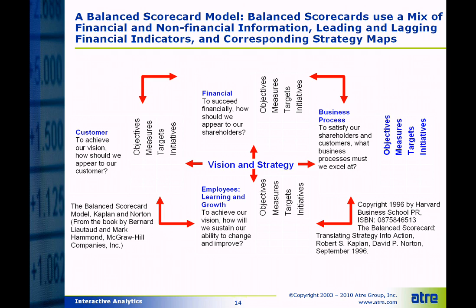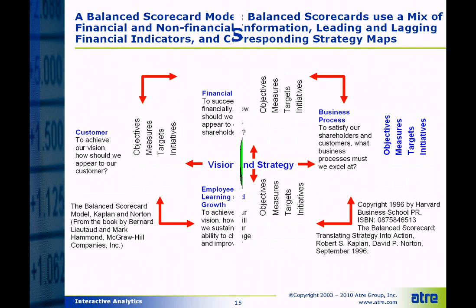Going clockwise, to achieve our vision, how should we appear to our customer? Financial: to succeed financially, how should we appear to our shareholders? Now, in order to do that, we have business processes. To satisfy our shareholders and customers, what business processes must we excel at? Turn your head 90 degrees and you can read objectives, measures, targets, initiatives. That's what we are talking about, which is the balanced scorecard.